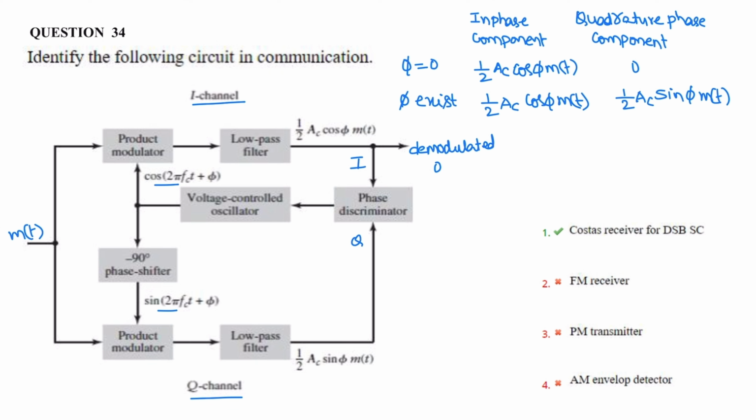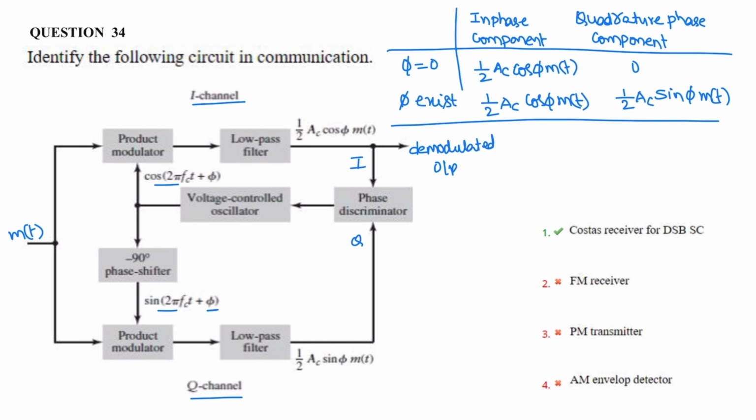If the phase phi is 0, then the in-phase component is half AC cos pi m of t, and the quadrature component is 0. If the phase phi exists, then both the in-phase component and quadrature phase component exist, where the quadrature phase component is AC sin phi m of t. These are some points related to the Costas receiver, which is used for demodulation of DSB-SC signals.